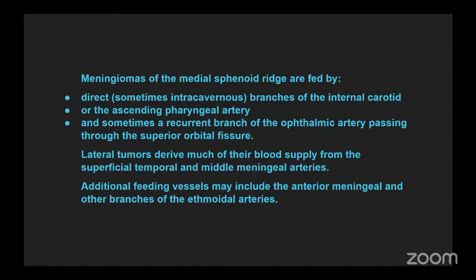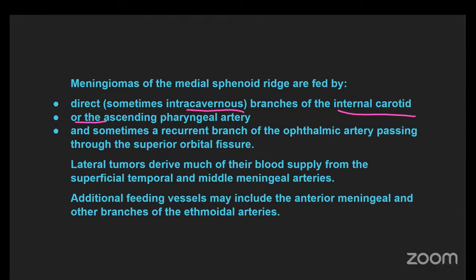This is important. The vessels that they use to feed are important because we need to know them once we are operating on these patients. Lesions of the middle sphenoid bridge, since they're in close vicinity of the ICA, can have direct feeders. They can also have feeders by the ascending pharyngeal artery and sometimes a recurrent branch of the ophthalmic artery. Lateral tumors can derive supply from the superficial temporal and from the middle meningeal artery. Hence, when we are doing the extradural dissection during the surgery, we coagulate the middle meningeal artery before we even open the dura.